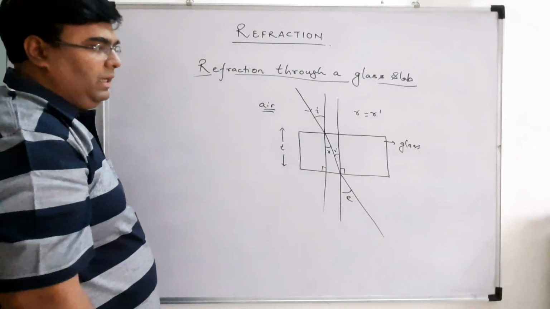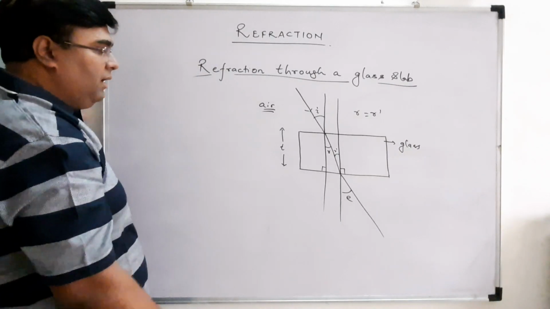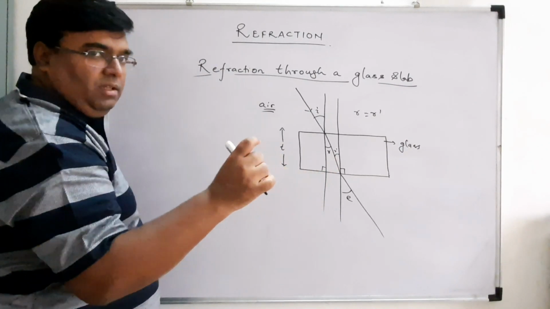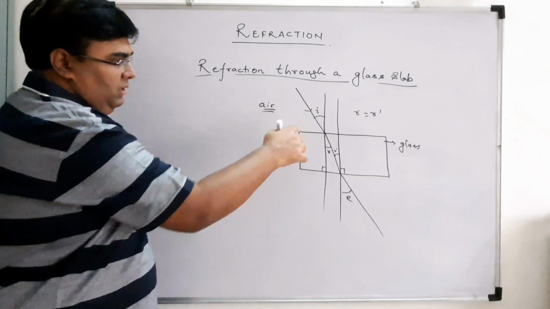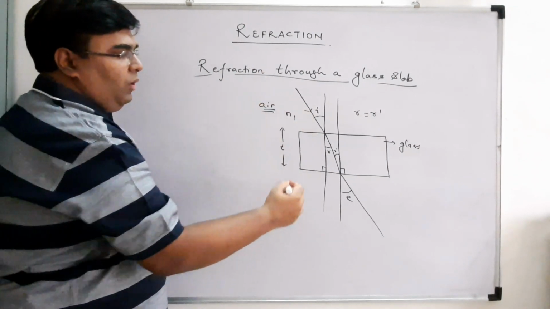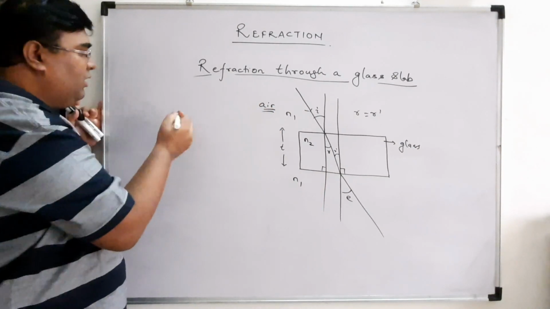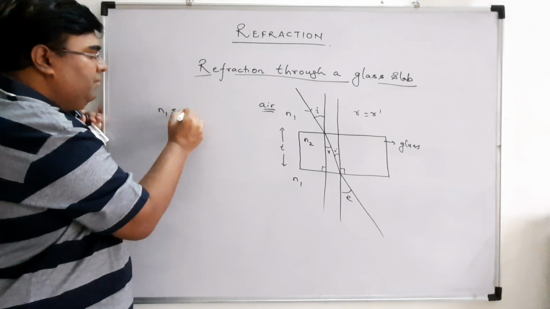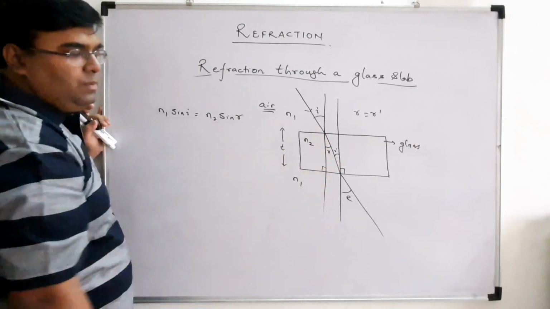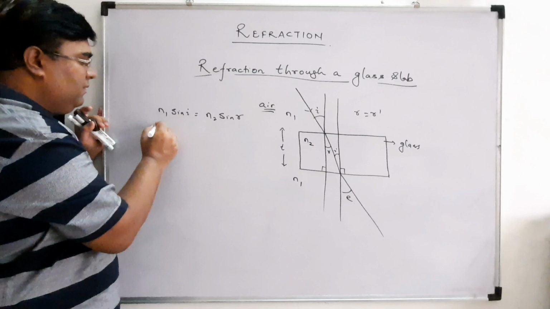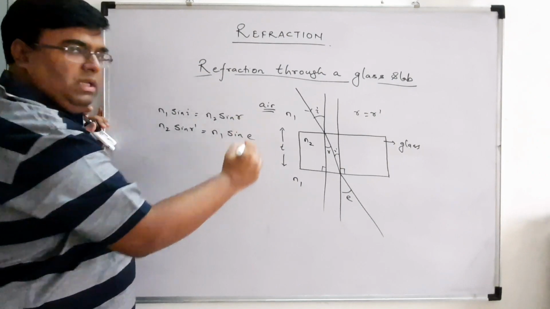So we can write that R is equal to R dash. And in the principle of reversibility, we have already learned that if the inside angle is the same, the outside angle will also be the same. Suppose this medium is N1, then N2, and then again N1. If we apply Snell's law, N1 sine I will be equal to N2 sine R for refraction at this point, and for refraction at this point we can write N2 sine R dash equals N1 sine E.